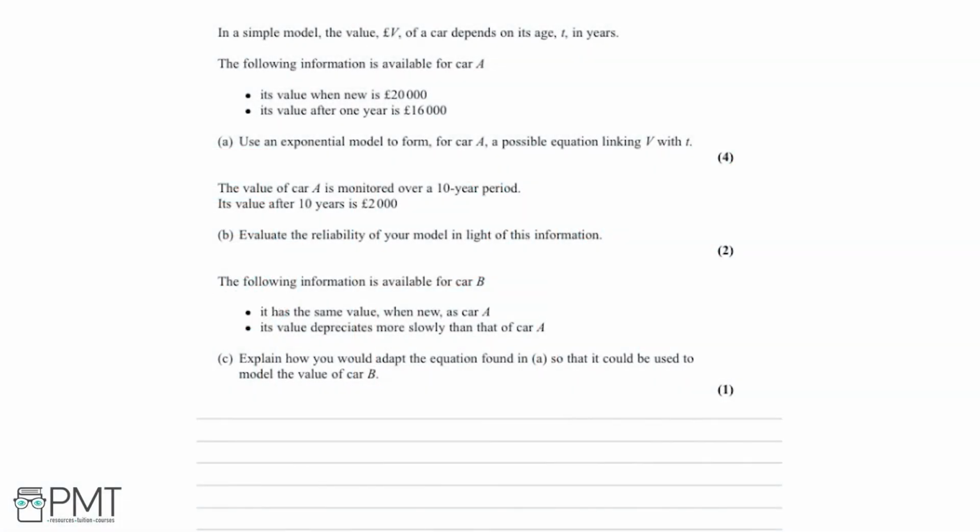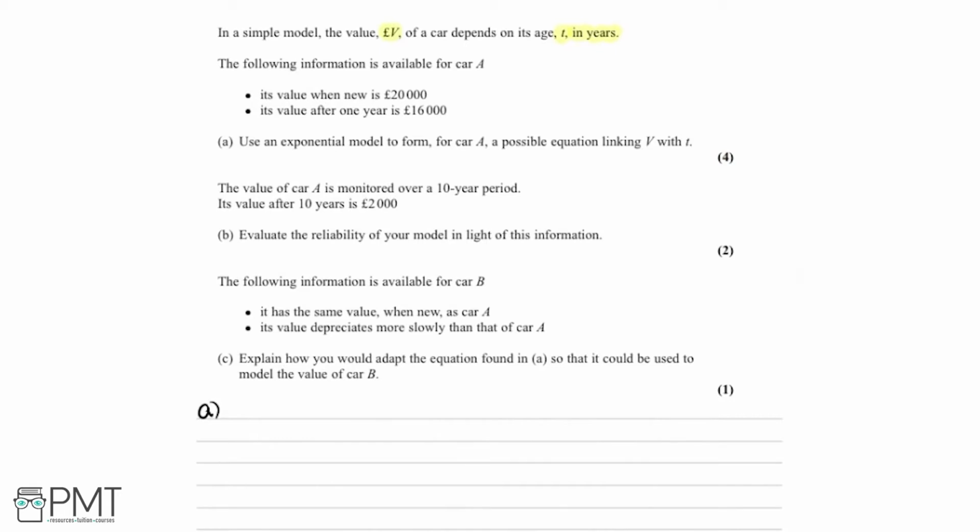Okay, so in a simple model, the value v pounds of a car depends on its age, t, which is measured in years. And we've got the following information available for car A. Its value when new is £20,000, and its value after 1 year is £16,000. So we see here the value is going down, which would make sense in the context of the question, because when you buy a new car, after time the value will eventually go down. So part A says we need to use an exponential model to form for car A a possible equation linking v with t, and this is a 4-mark question.